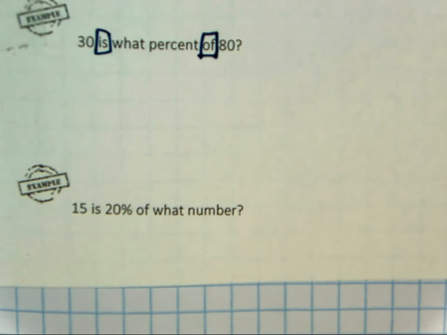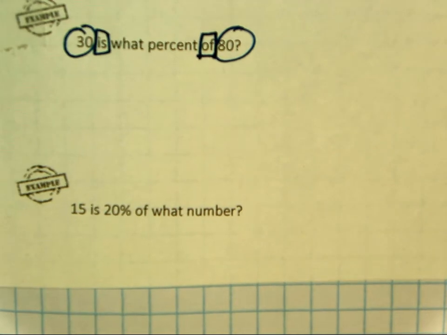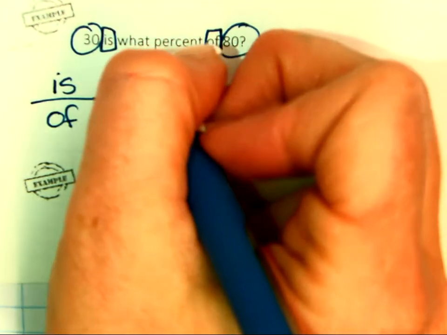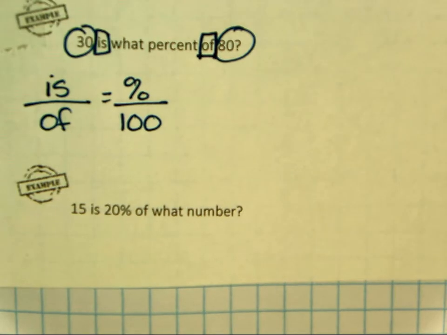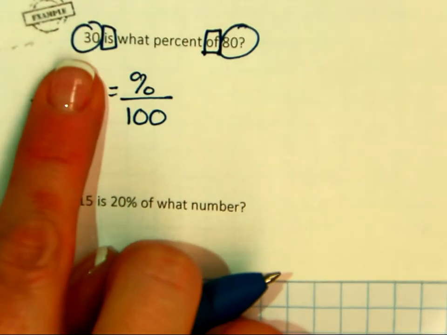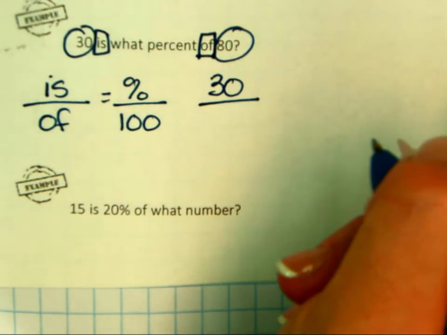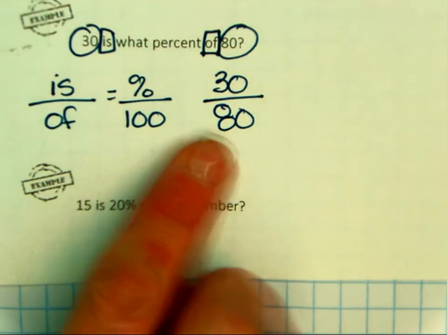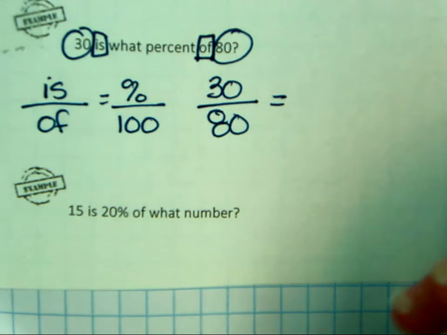30 is what percent of 80? So we have 30 and we have 80. Now remember, we're looking at is over of equals a percent over 100. So with that in mind, let's look at the information we have. What comes before is? Well, it's 30. 30 is what percent of 80? 30 is of 80. And we're going to make that into our proportion.